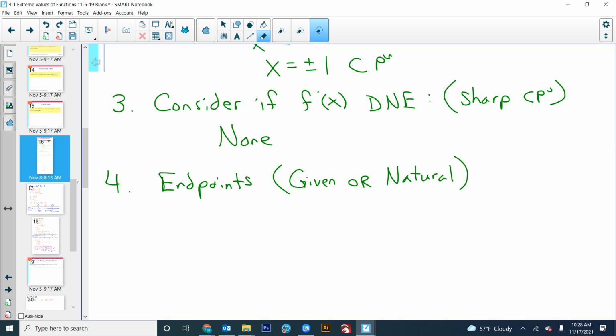By the way, would that be a minimum value? Square root of x function. Would it have a minimum value at 0? Who votes yes? I vote yes.